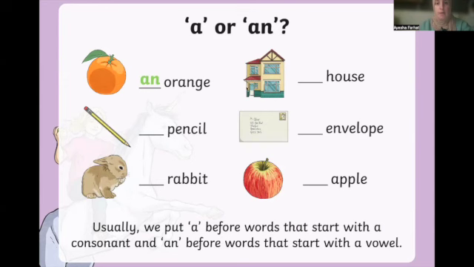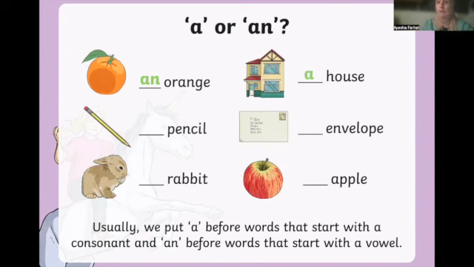Okay, now we have house. We have to look at whether house starts with a consonant or a vowel. We know our 5 vowels are A, E, I, O, U. H is not a vowel. Following our rule, we have to use a because house begins with an H and H is a consonant. So a house. If we say an house, it won't make sense.